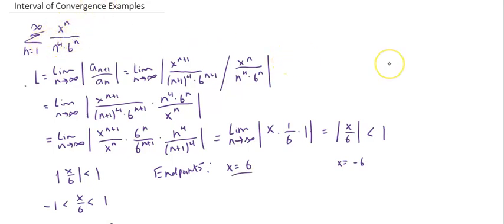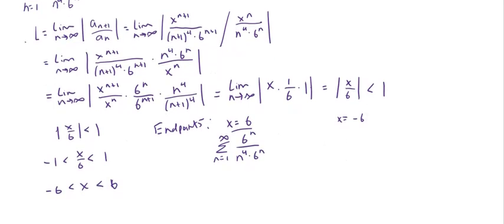Watch what happens. I get sigma n equals 1 to infinity, and when I make x equal to 6, I just get a fraction. The top is 6 to the n, and the bottom gives me n to the 4th, times another 6 to the n. Now, what I want to do is simplify this before I say what it does. Notice these cancel each other out, and I get sigma n equals 1 to infinity of 1 over n to the 4th.